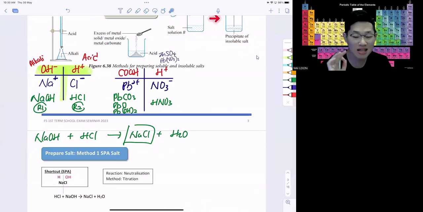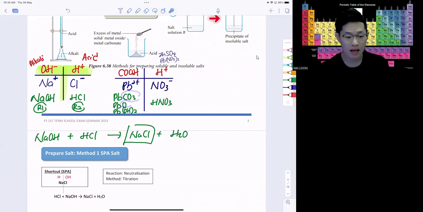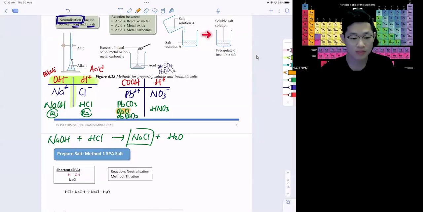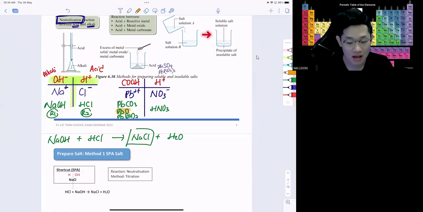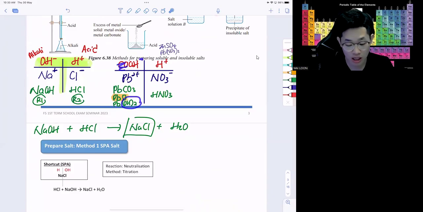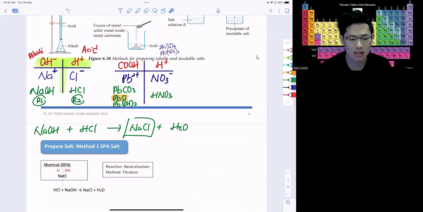And I highly recommend you to use carbonate and oxide. I think oxide is the easiest one. Beginner friendly, okay? I will always ask you to avoid using the hydroxide one. Okay, why? Because I know students like to create their own shortcut. Like, oh, this one can use OH. This one can use OH. Wait, that is the same as the first one, no? Then both also I remember OH and H plus. Easier. Soluble salt, I just use OH and H plus.